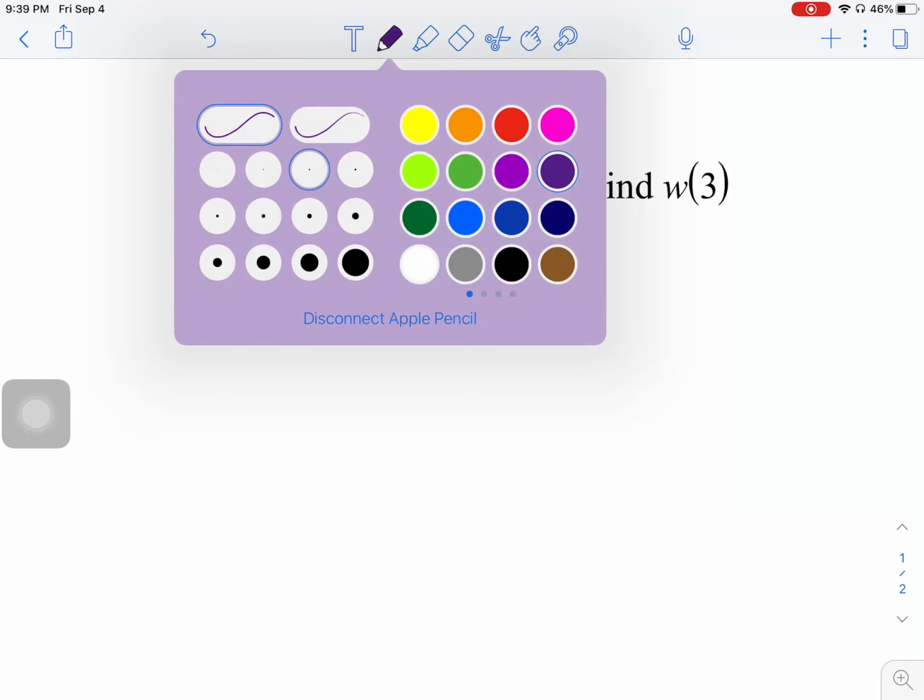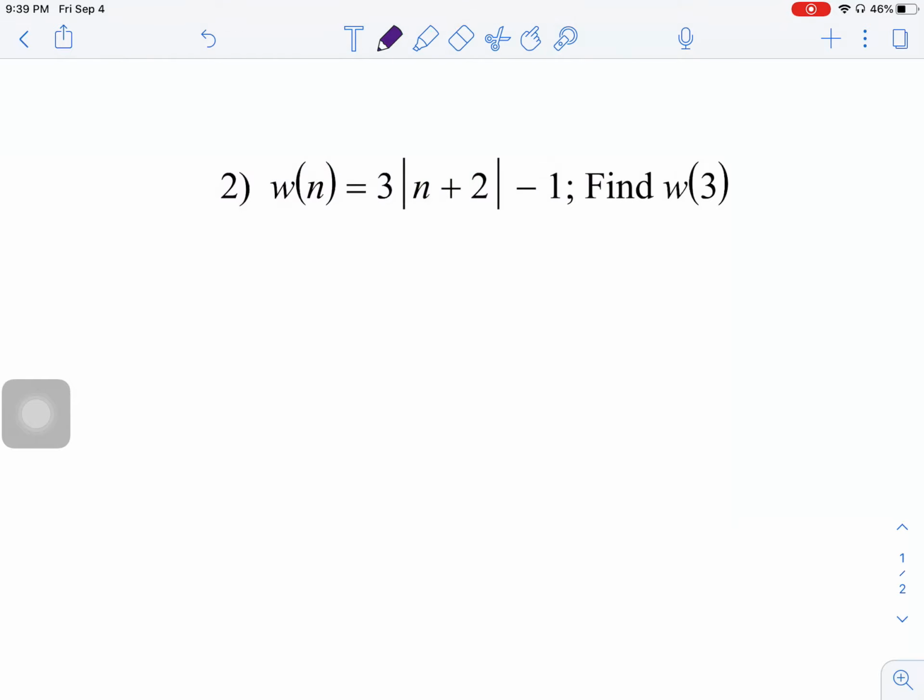All right, so problem number 2, or example number 2 here, we have a different function. In this case, we have w of n is equal to 3 times these bars here are the absolute value, so 3 times the absolute value of n plus 2 minus 1. And our directions tell us to find w of 3. So I'm going to replace all of my n's with 3's.